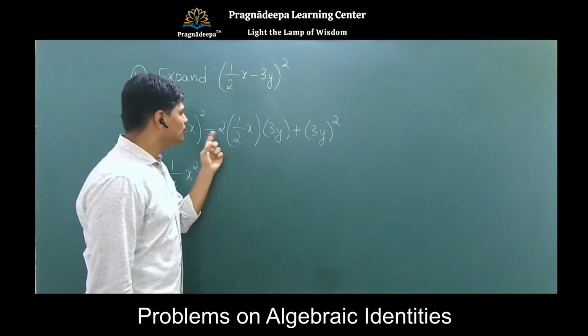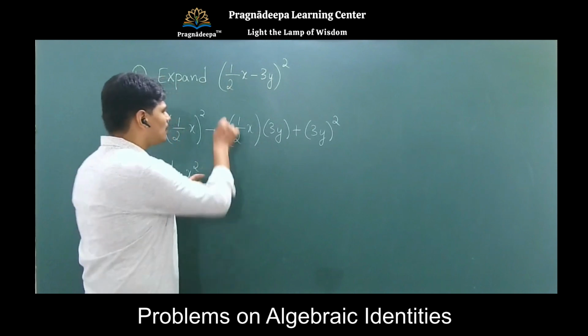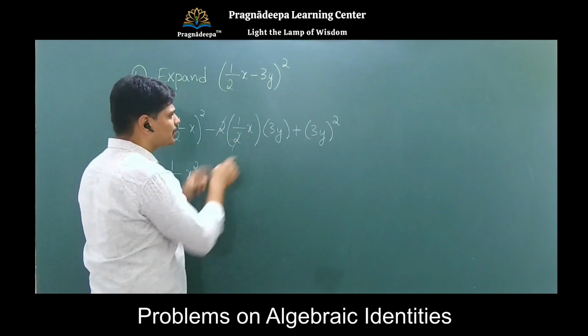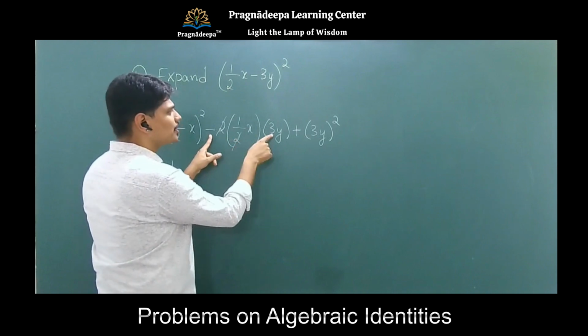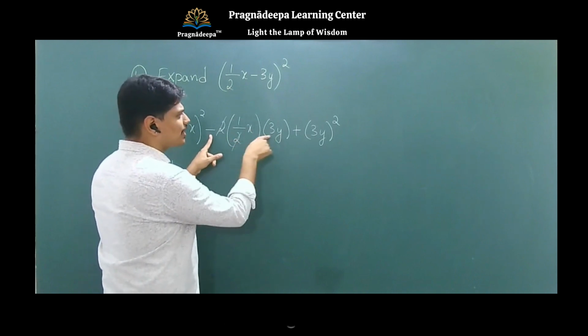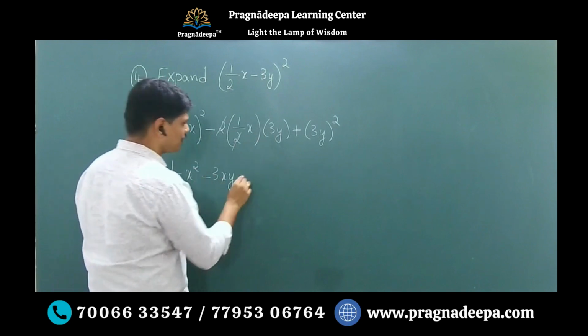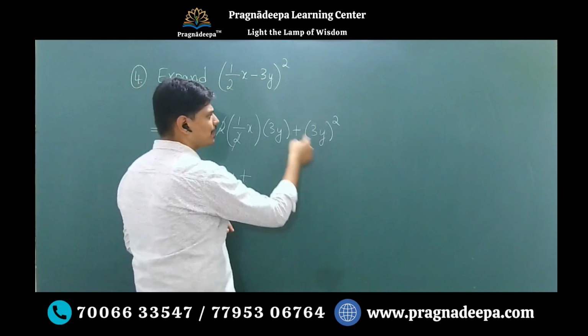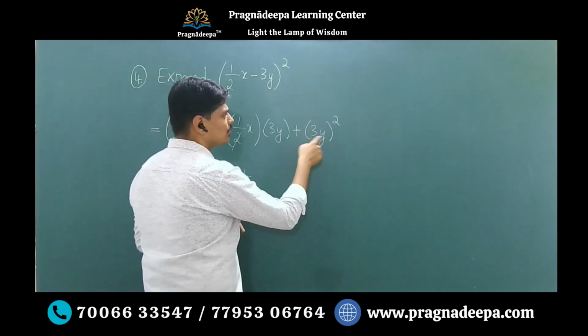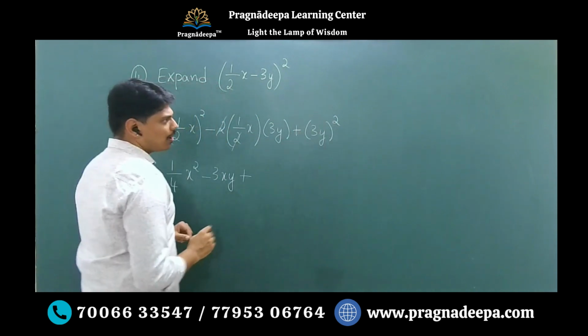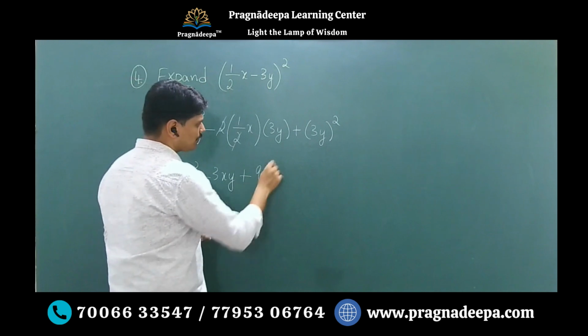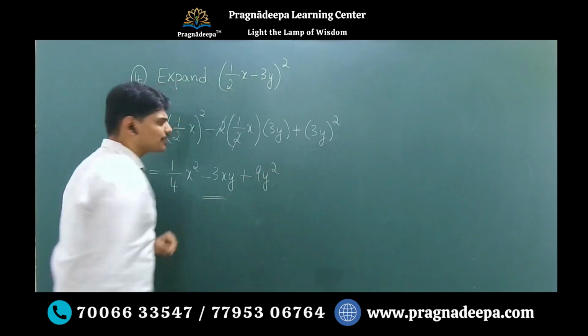You can cancel 2. So if you cancel 2 in both numerator and denominator, I am left with only minus x 3y. So multiplication of unlike terms gives minus 3xy. This is very trivial, and as we discussed in the previous type of problems, you have to raise it to the power of all, so it will become 9y squared. So this is the answer.